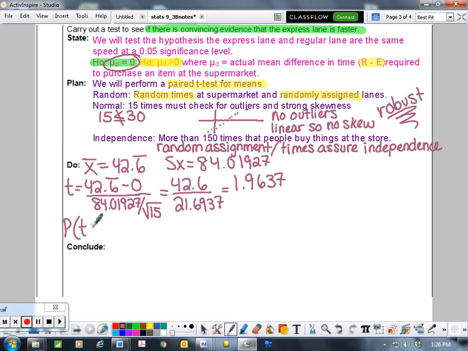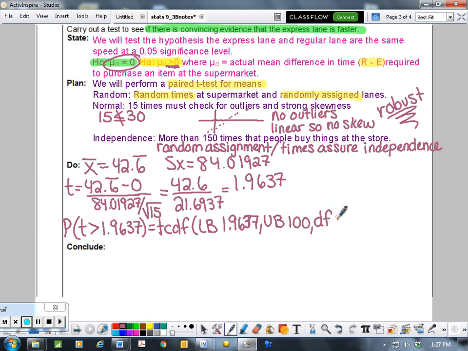And then we calculate our probability value. So the probability that our t is greater than 1.9637 would be a t-CDF, because it's a t-value, with a lower bound of 1.9637, an upper bound of really big, 100, and a degrees of freedom, let's see, 15 in our sample, which means our degrees of freedom is 14. This gives us a probability of 0.0349. So our conclusion, well, 0.0349 is less than 0.05.